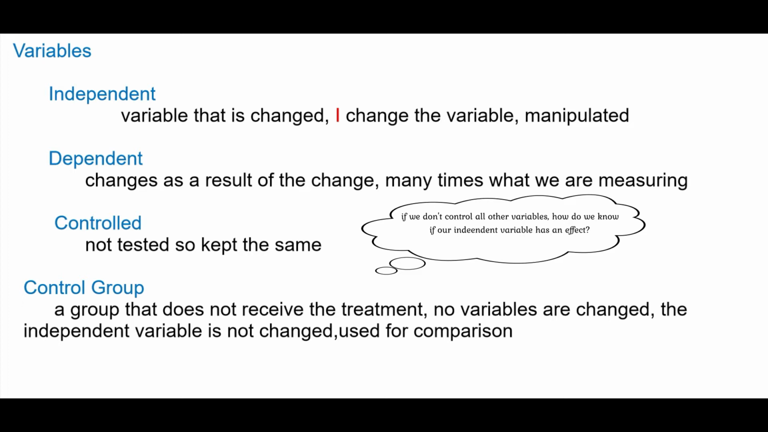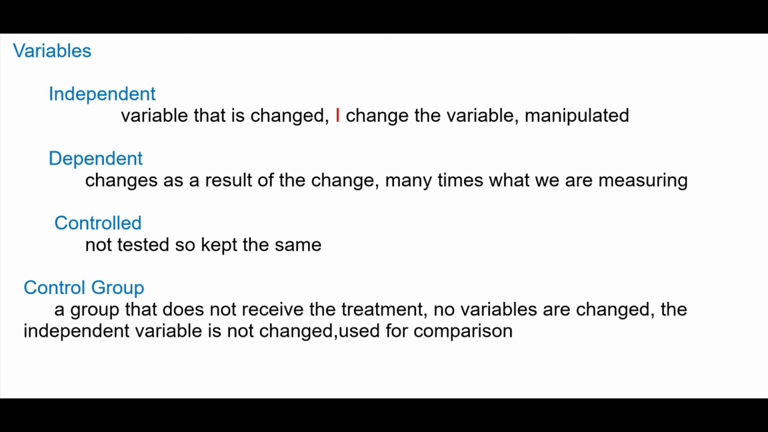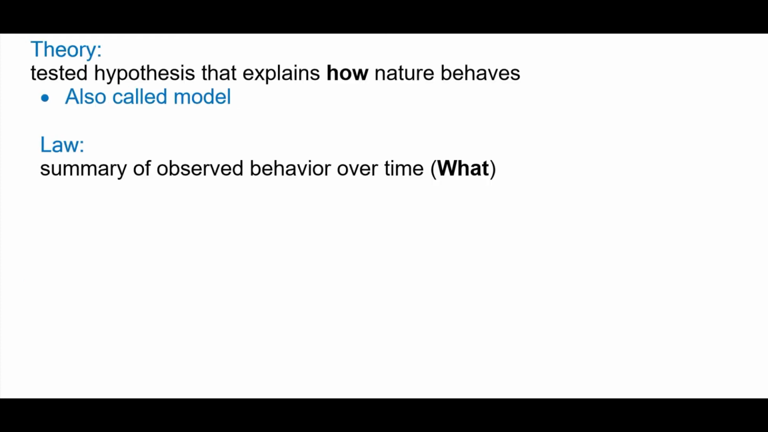We also have something called a control group. We don't change anything. They don't receive the treatment. The independent variable isn't changed, and that way we can compare the independent variable to the control group. If you test your hypothesis, you can come up with a theory.